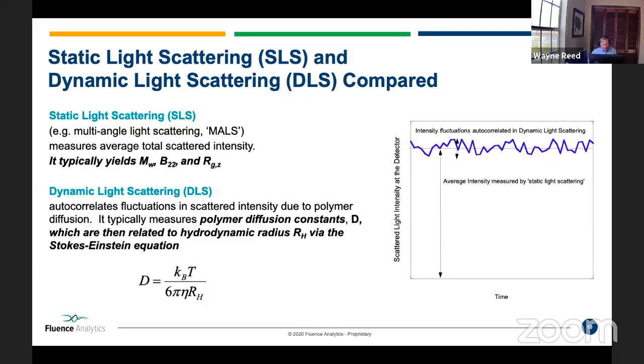What we get out of it is the absolute weight average molecular weight, and the second virial coefficient, which some people denote as B22 and others as A2. We don't get radius of gyration, but with dynamic light scattering, what you get is a diffusion coefficient. You do not get a hydrodynamic radius. You get a diffusion coefficient.